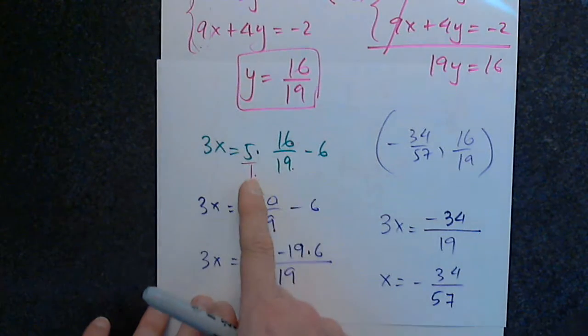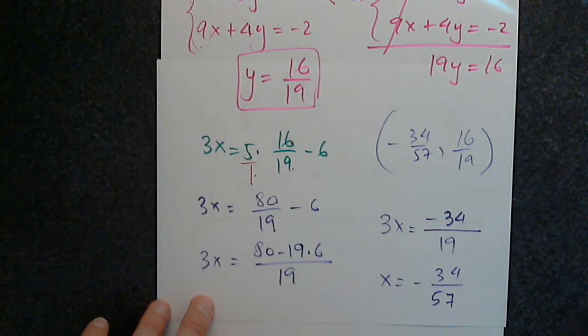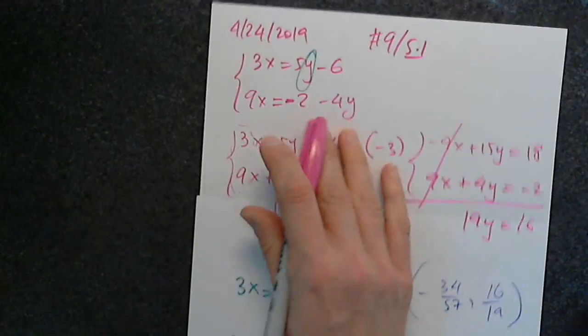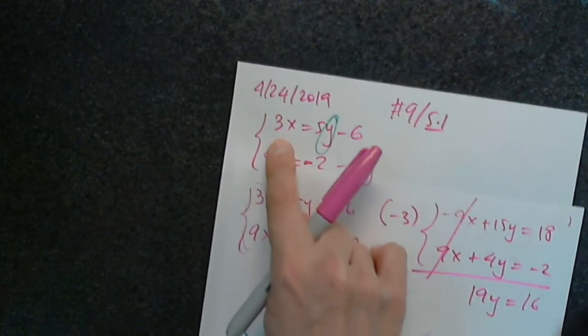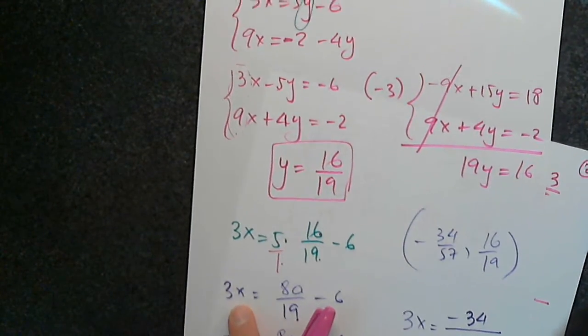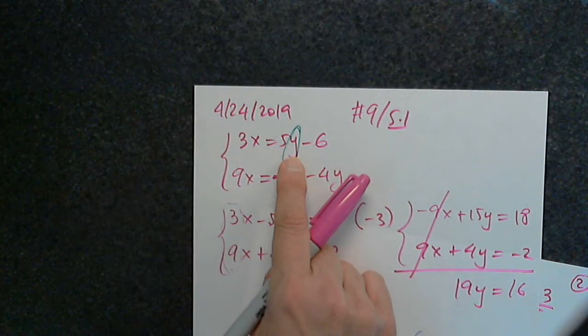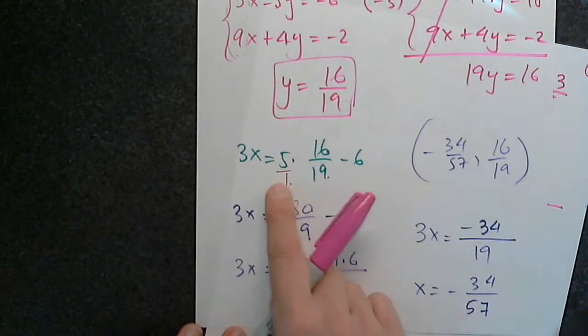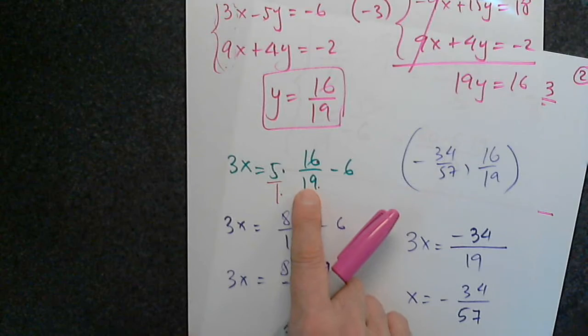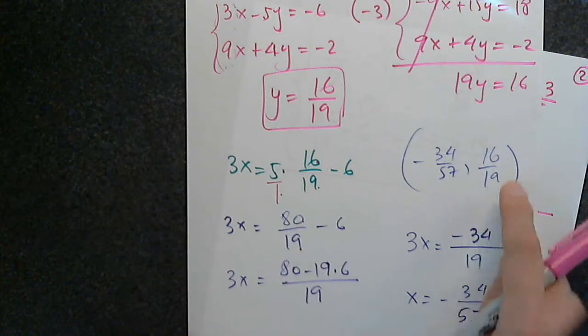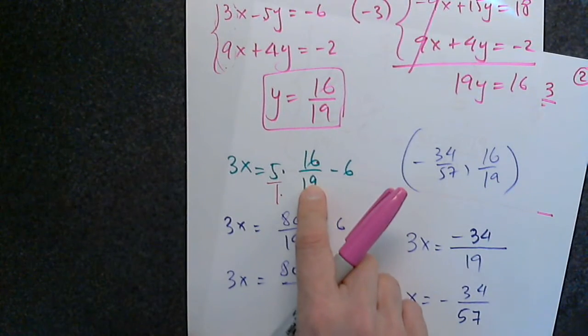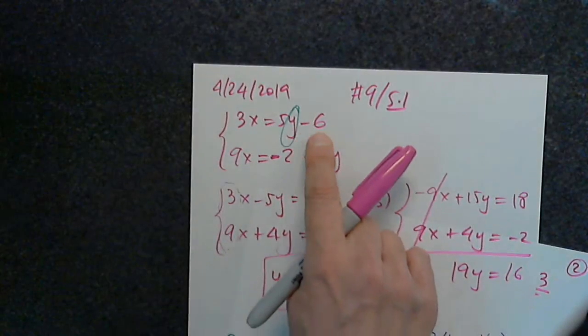5 times 16 over 1 times 19. I just have to copy what I have. So I have 3x on the left-hand side, and I copy it. I have 5 times whatever y I got. It's this. We just determined it, 16 over 19. And then I have to copy minus 6.